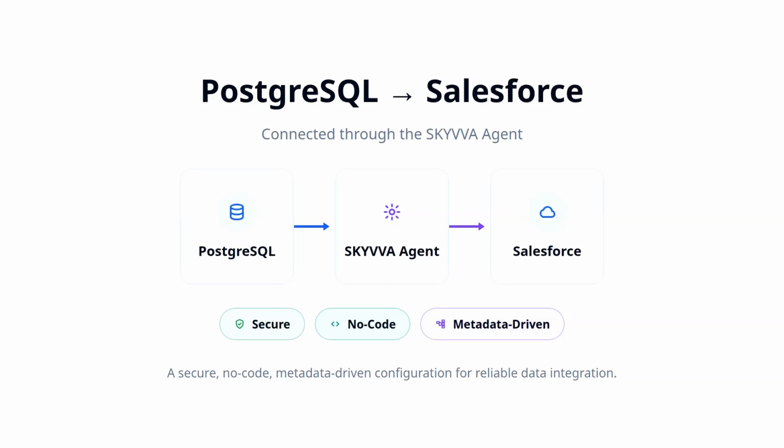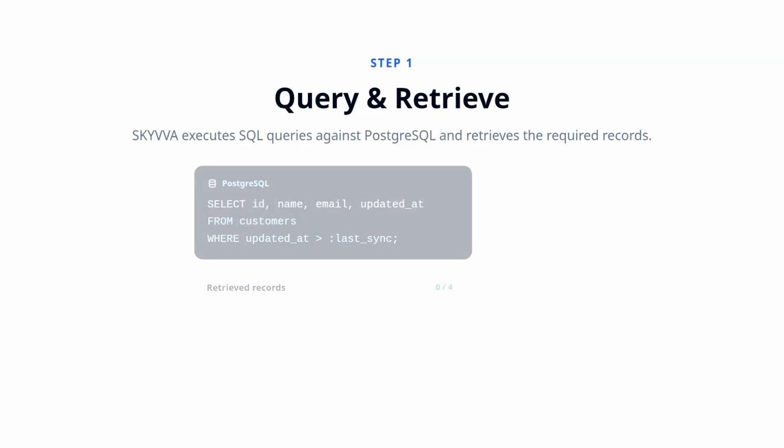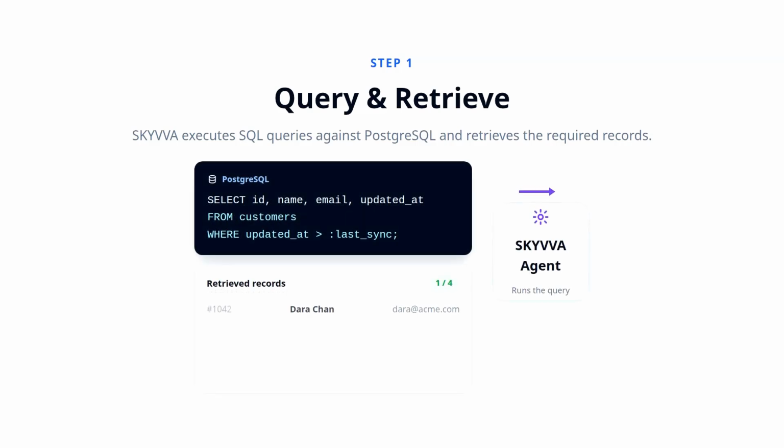reliable, enterprise-grade integration. Query and retrieve. The SKYVVA agent executes SQL queries against PostgreSQL and retrieves only the records that match your configured criteria, such as records changed since the last synchronization.